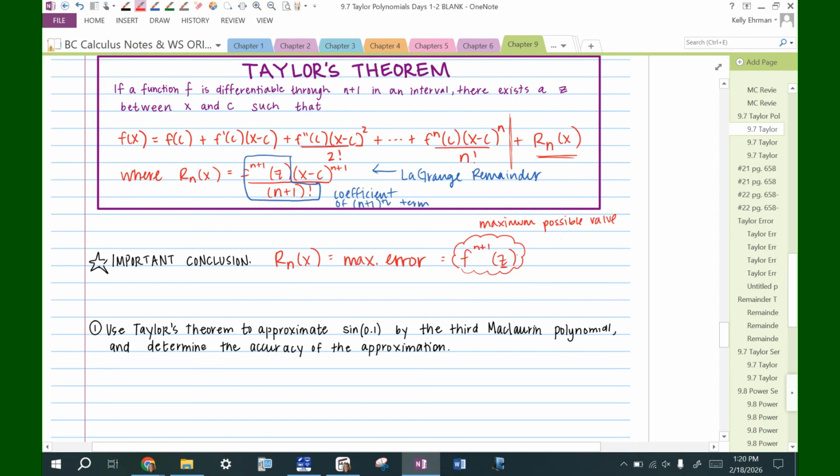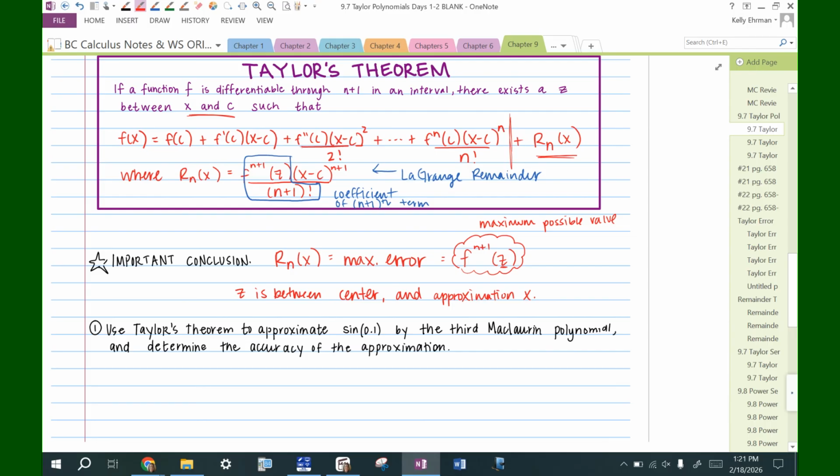And this number z, it says this z is some number between x and c. So z is between the center, like where is the Taylor polynomial attached? Where's our point of tangency? And whatever number you're trying to approximate, the approximation x, I'll say. Like z in the previous problem would be some number between our center 6 and our number 6.1 that we were plugging in.